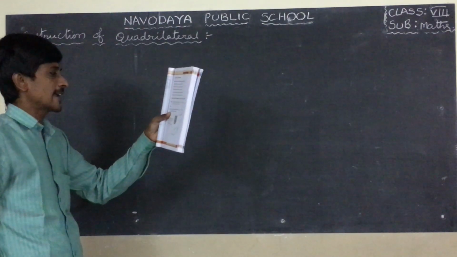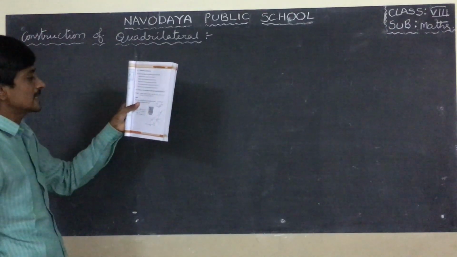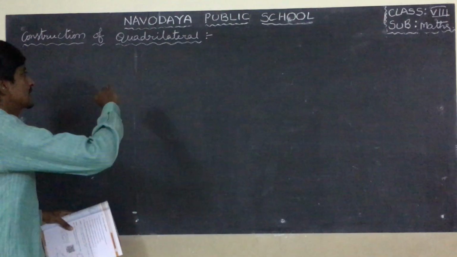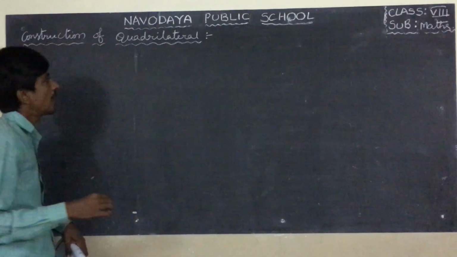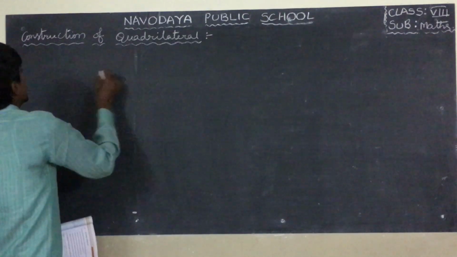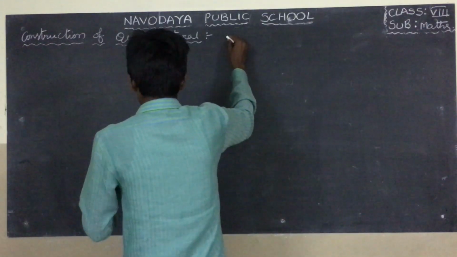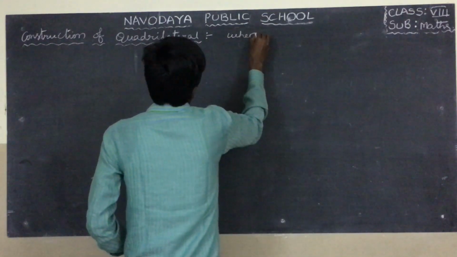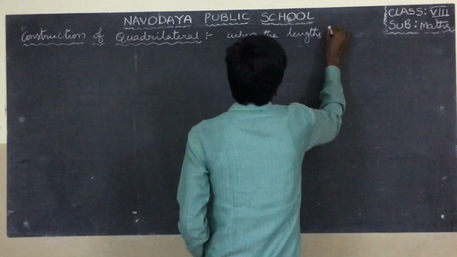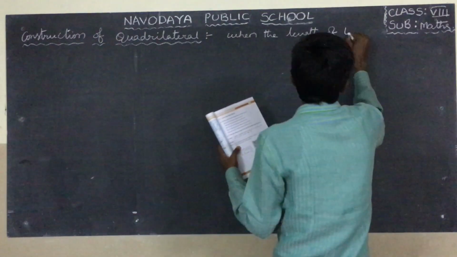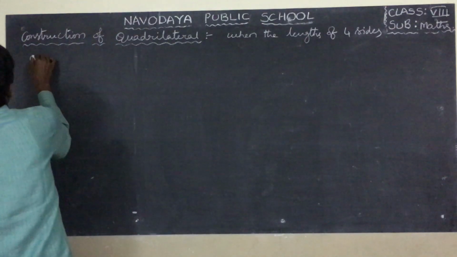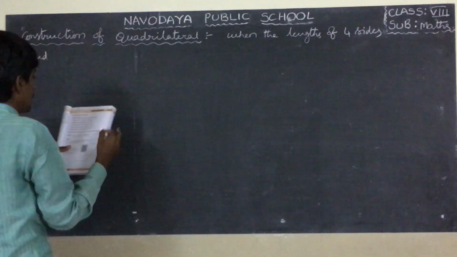When four sides and one angle are given, how to construct the quadrilateral? Today we will discuss that one. When the lengths of four sides and one angle are given.